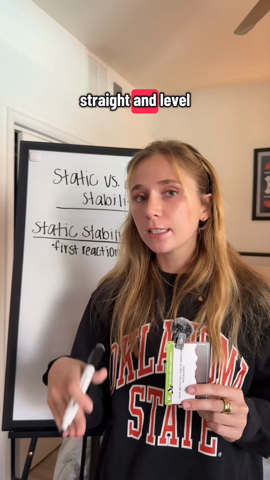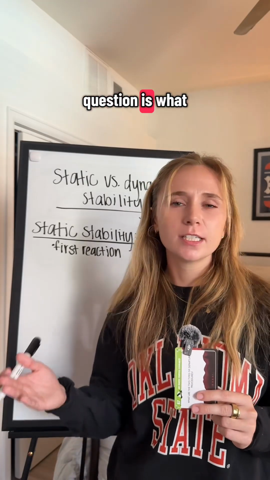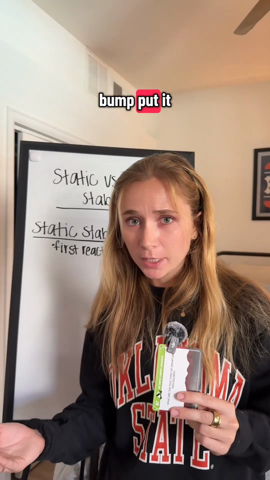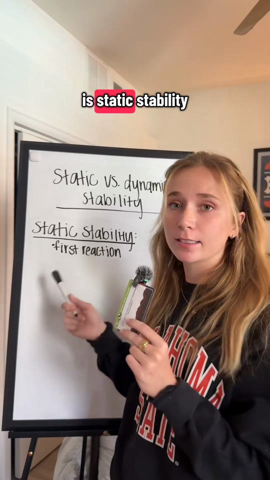Let's say you're flying straight and level into the clouds, trimmed up, and then turbulence bumps the nose up. The question is, what does the airplane initially want to do? Does it start moving back towards its original trimmed altitude, stay where the bump put it, or keep moving farther away? That first tendency is static stability.